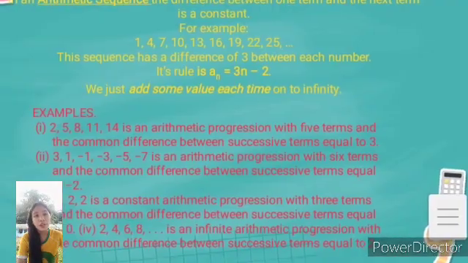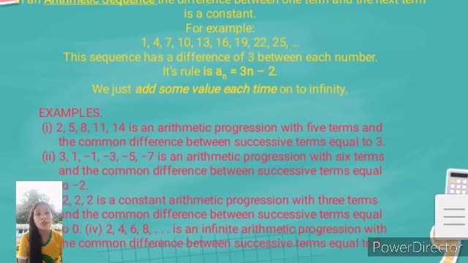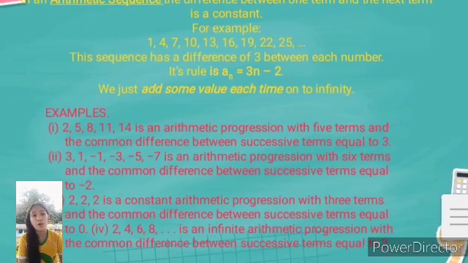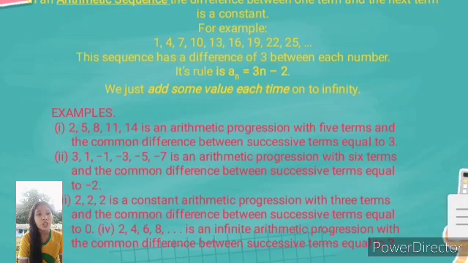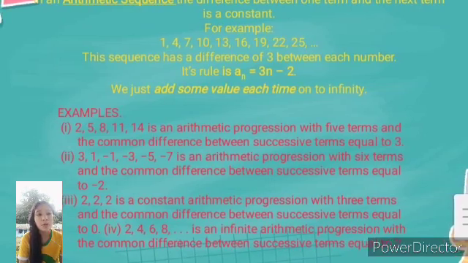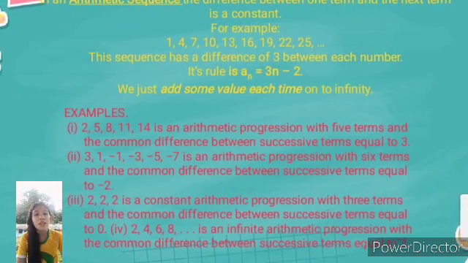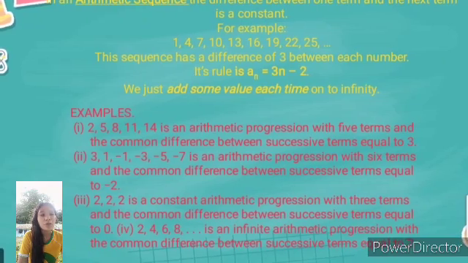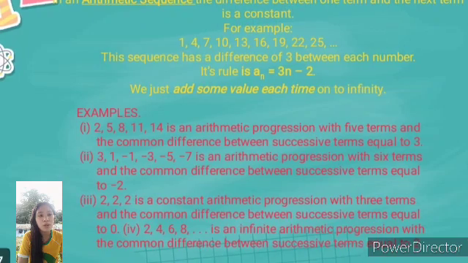In an arithmetic sequence, the difference between one term and the next term is constant. For example, 1, 4, 7, 10, 13, 16, 19, 22, 25, and so on. This sequence has a difference of 3 between each number. Its rule is a subscript n equals 3n minus 2. We just add the same value each time to infinity. For example, 2, 5, 8, 11, 14 is an arithmetic progression with 5 terms, and the common difference between successive terms is equal to 3.